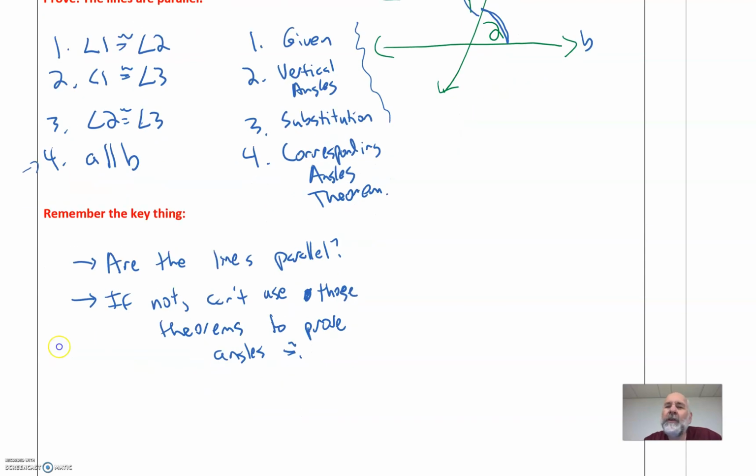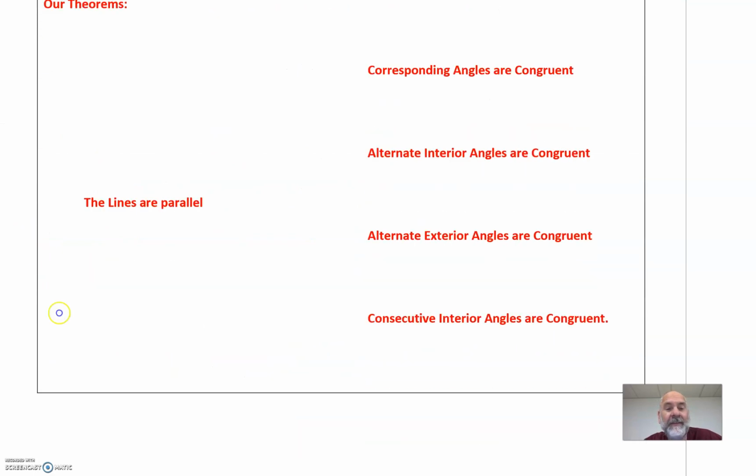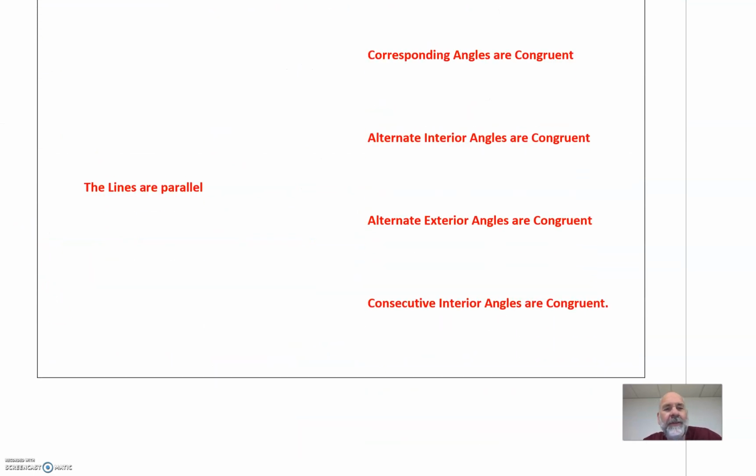And so we could do this for all the other ones. We could prove the alternate exterior. We could prove the consecutive interior converse. We could prove any of those to show that it works both ways. We're not going to do that here. We might do that in class as a little activity next time. But these are the theorems then.